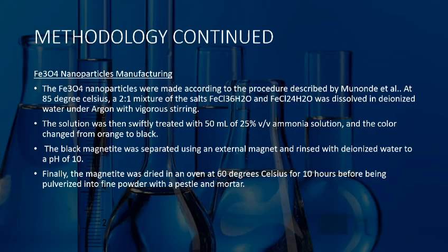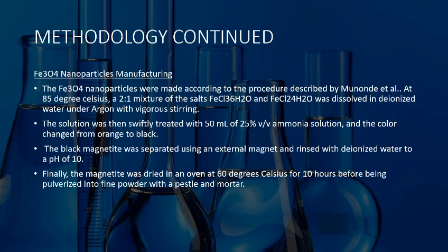The manufacturing of iron oxide nanoparticles was the second step. This was made according to the procedure described by Mononde et al. At 85 degrees Celsius, a 2:1 mixture of the salts iron chloride hexahydrate and iron chloride tetrahydrate was dissolved in deionized water under argon with vigorous stirring. The solution was treated with 25% volume per volume ammonia solution.